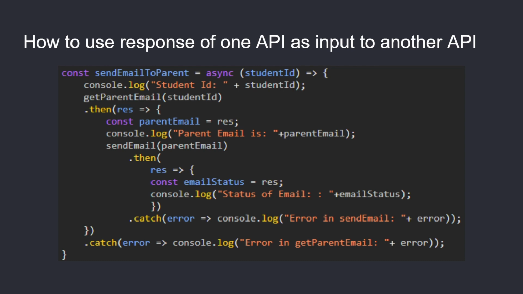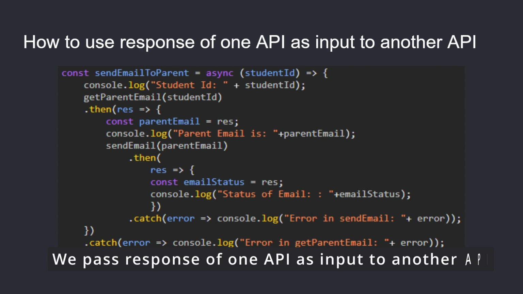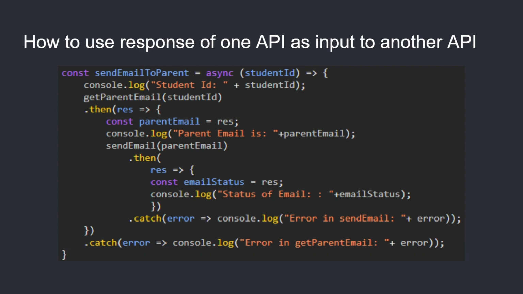And now we try to use the response of one API as an input to another API. Here we are writing the coding pattern using then and catch callbacks. You can see we create a wrapper function called send email to parent, which takes student ID. We print it on console log. Then we make a call to the first API called get parent email. We have written then and catch callbacks for that method.